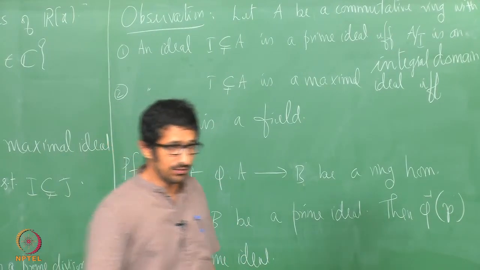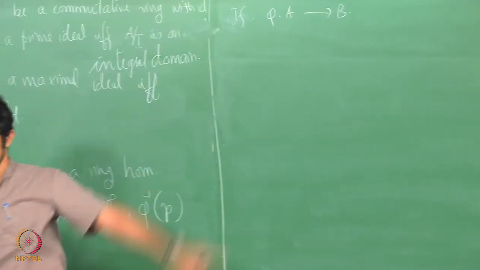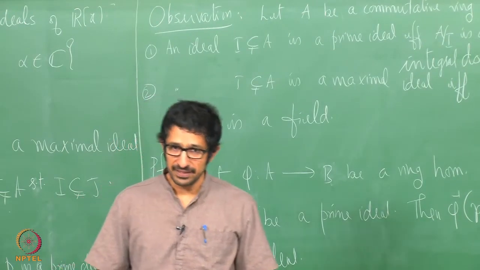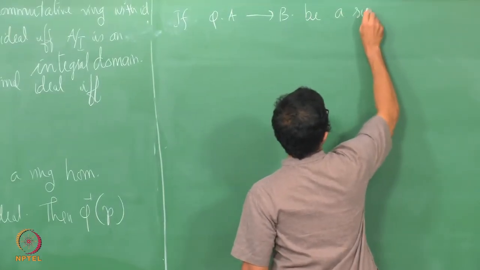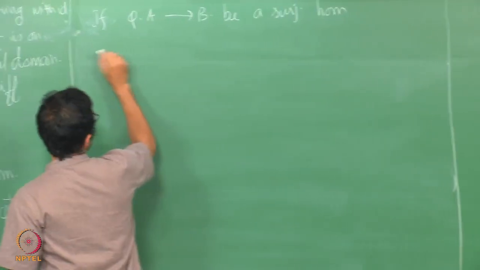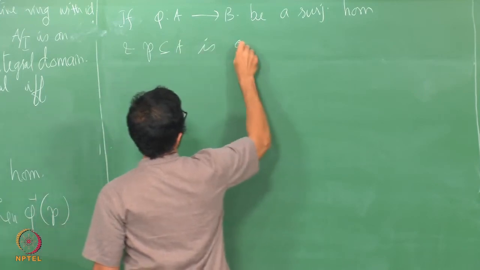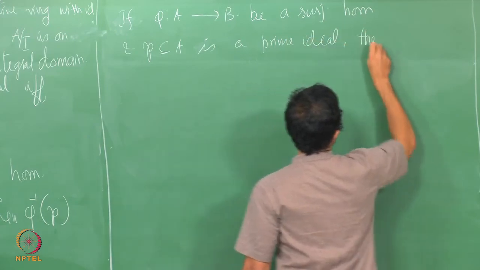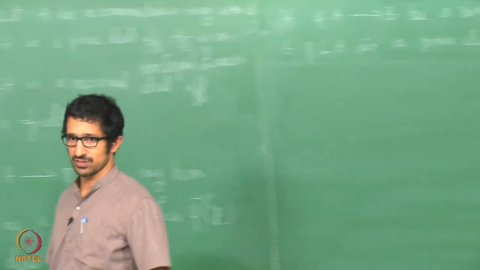B. Now, if P is a prime ideal in A, is it true that phi of P is a prime ideal in B? Okay. So, phi is a surjective homomorphism and P is a prime ideal. Then, what can you say about this?